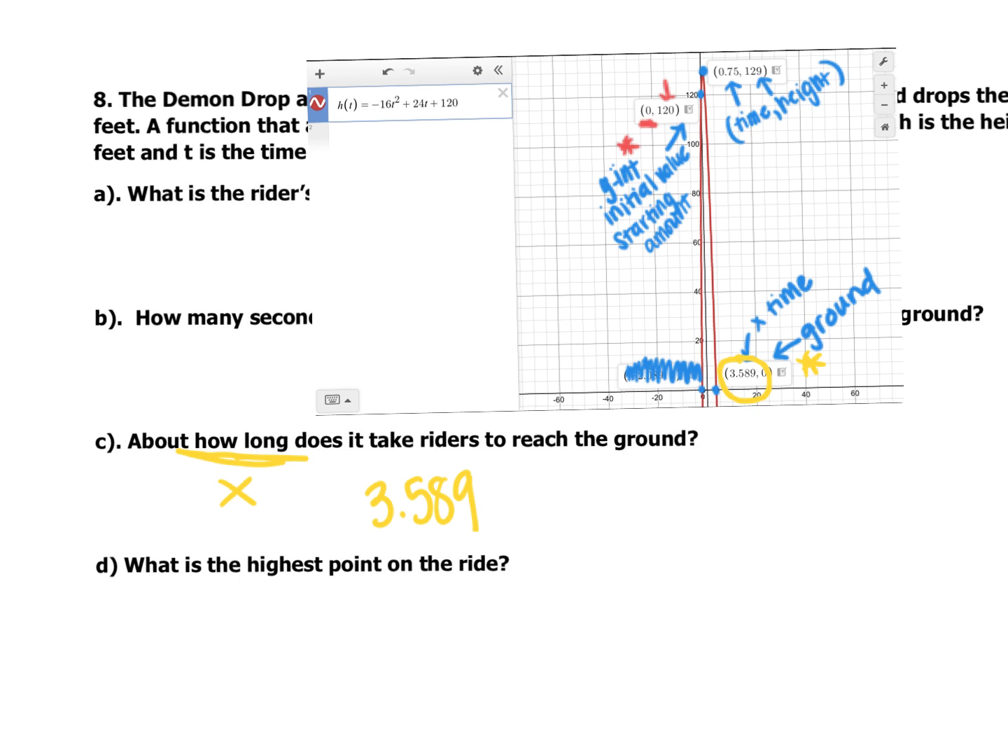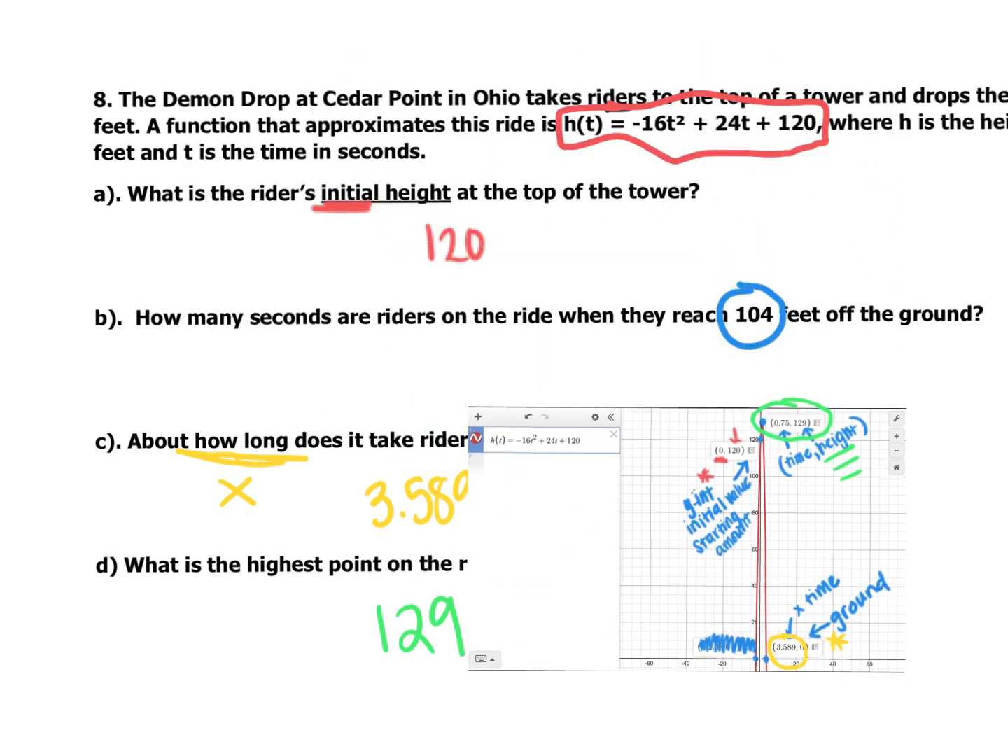Okay, so what is the highest point on the ride? The highest point, we're looking up at the top here at our maximum height. It says what is the highest point, so we're looking at our height value. That is 129 feet. Okay, I said let's skip B real quick. That's because it's asking where the riders are when they reach 104 feet. Well, 104 feet is a height value. So in Desmos, we're going to add y equals 104.